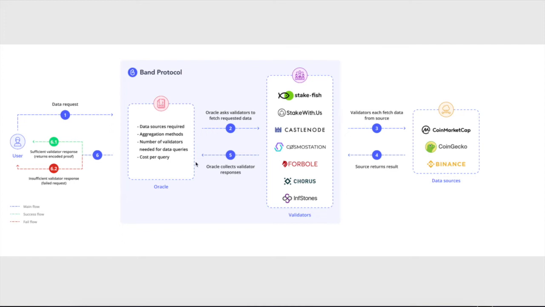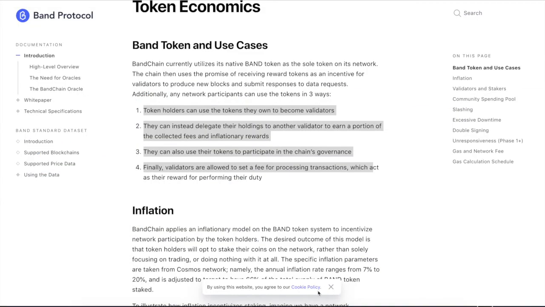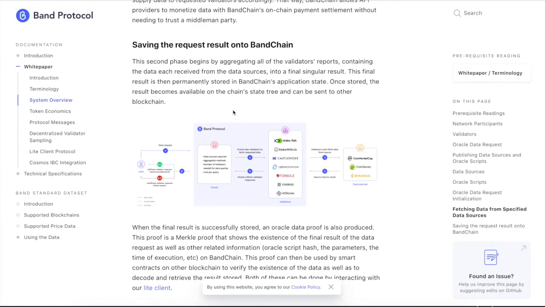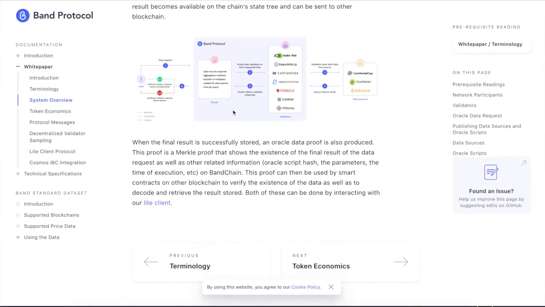And then from the oracle, the user then gets either an insufficient validator response, a failed request, or a completed request. So if it's a sufficient response, then it becomes public and permanent, stored on the blockchain, and boom, that's how it works. So it's pretty cool, easy to use, and it's nice. So then it becomes basically set in the system.